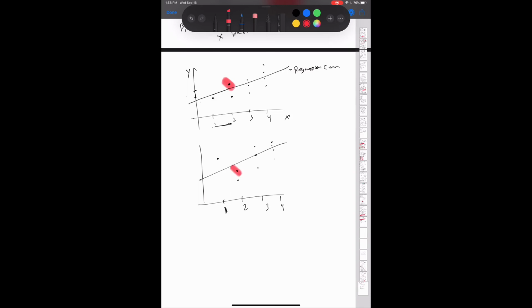Beta 1 represents that the value of the regression line changes. So beta 1 talks about the change in value of the regression line.